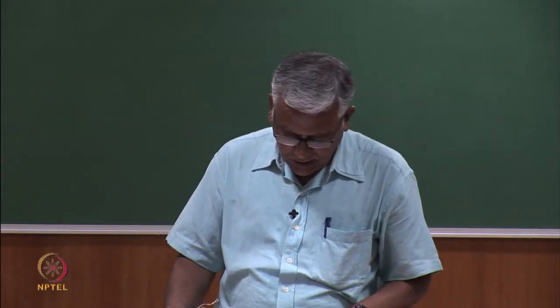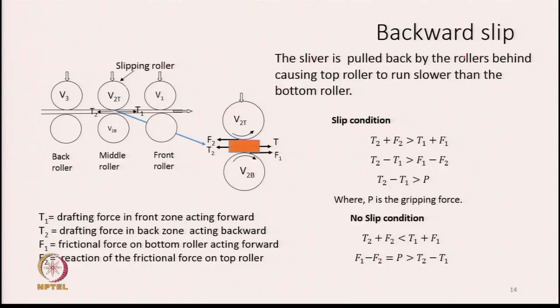Okay. Now, let us look at this diagram and focus on the material which is gripped in between the middle pair of rollers. Let us say T1 is the drafting force in the front zone acting forward, and T2 is the drafting force in the back zone acting backward. These drafting forces are acting on the sliver. In the sliver part between front and middle, the force T1 is acting, and on the sliver between middle and back, T2 is acting.